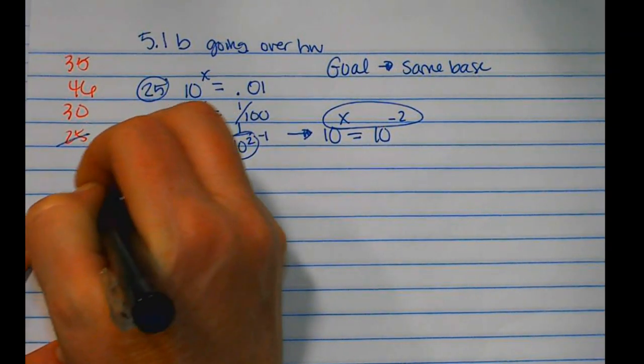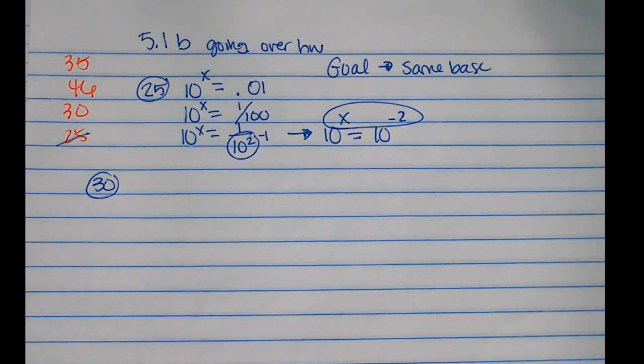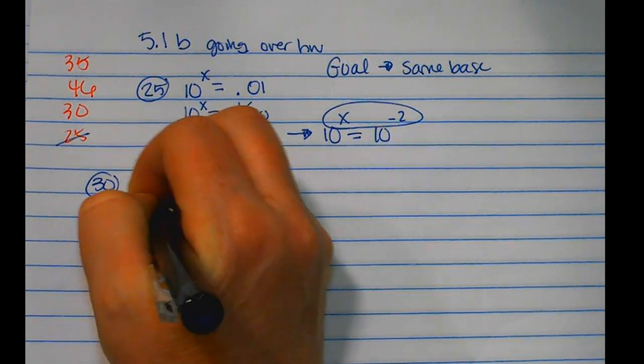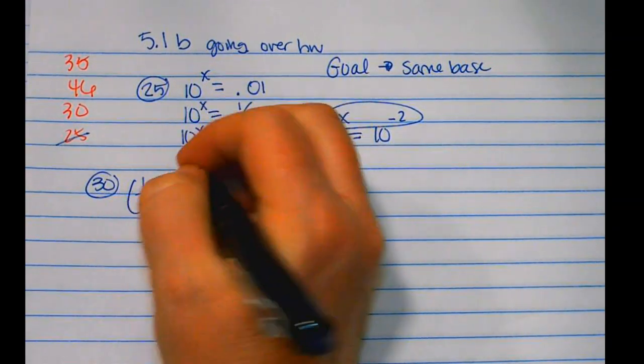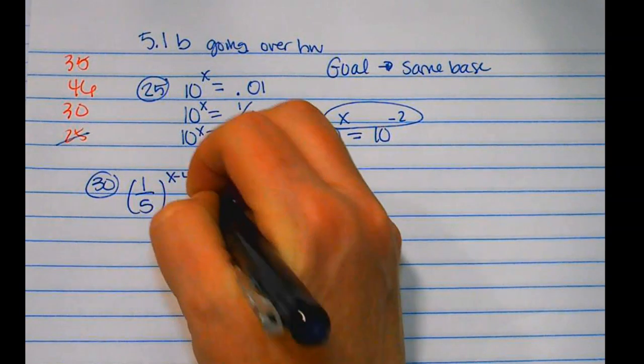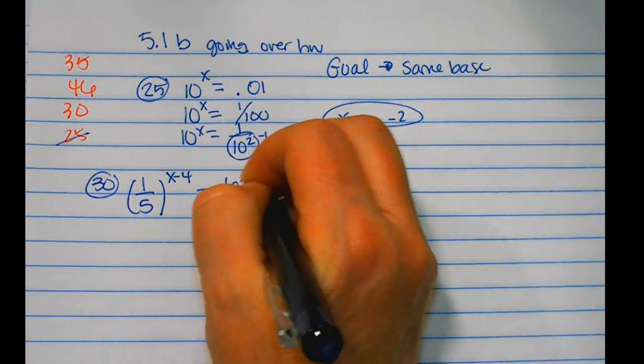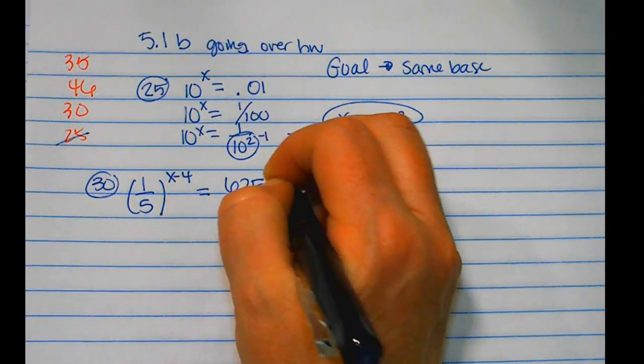Number 30 says 1 over 5 to the x minus 4 equals 625 to the 1/2.